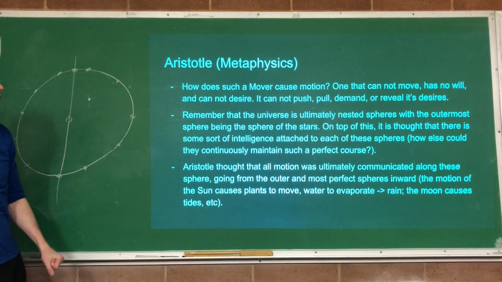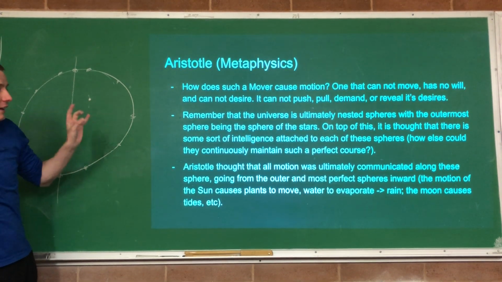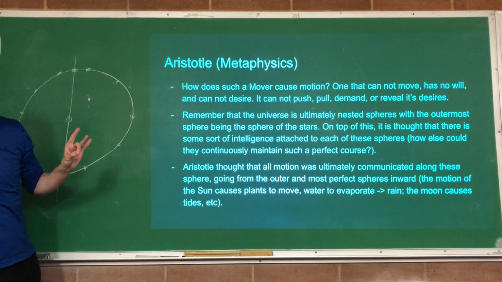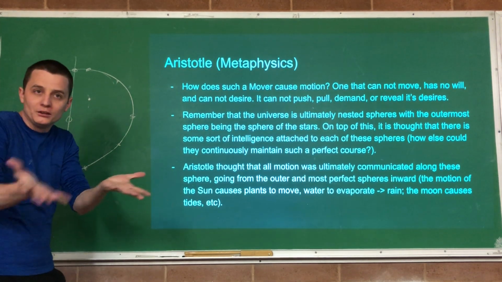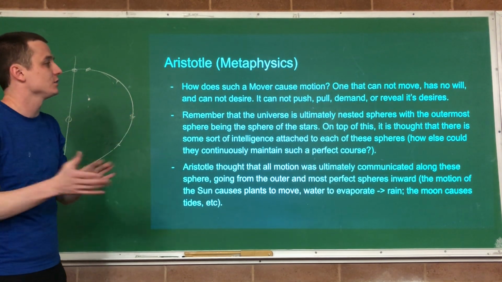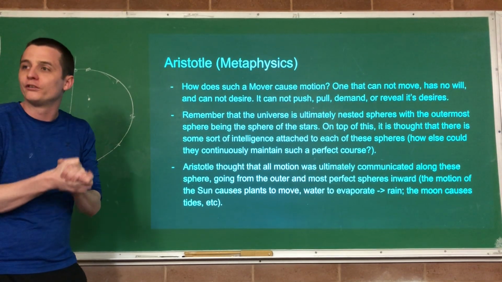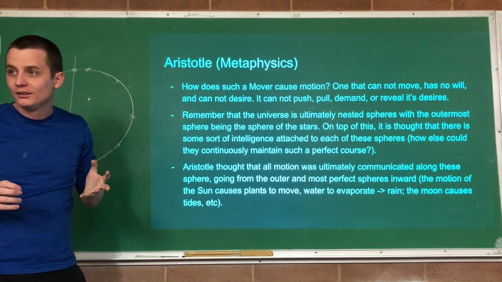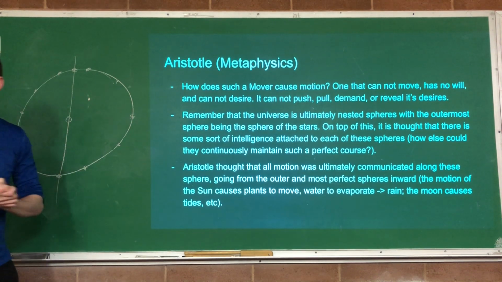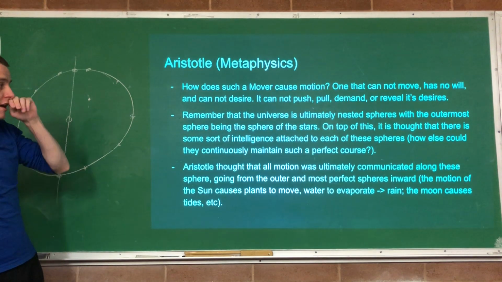Now, how does such a mover cause motion? Notice that our mover is one that cannot move, has no will, and cannot desire. Right? When you will towards your actualization, or when you desire, it's to be more actualized. It's fully actualized. It has no will, has no desires. It can't move. How on earth could something like this be responsible for movement in the universe? You can't push it, can't pull it, can't drag it. How is our mover, with the properties that we've listed, able to bring about any motion in the universe?